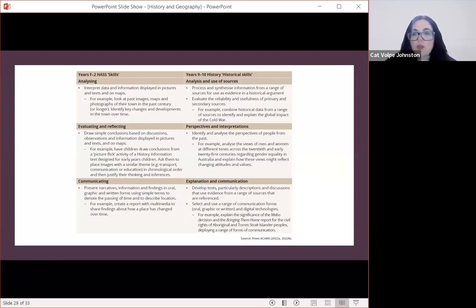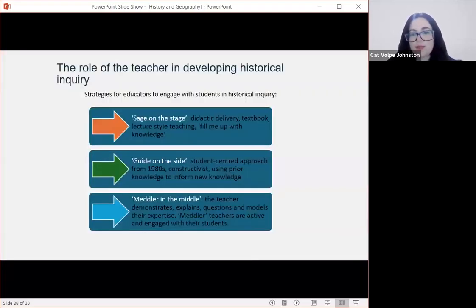Evaluating the usefulness and reliability of primary and secondary sources, very key in history. Perspectives and interpretations, this is where students are identifying and analyzing the perspectives of people from the past. And finally, explanation and communication, where students are developing a product or some type of text to communicate their understanding of all these other skills as well and the topics.